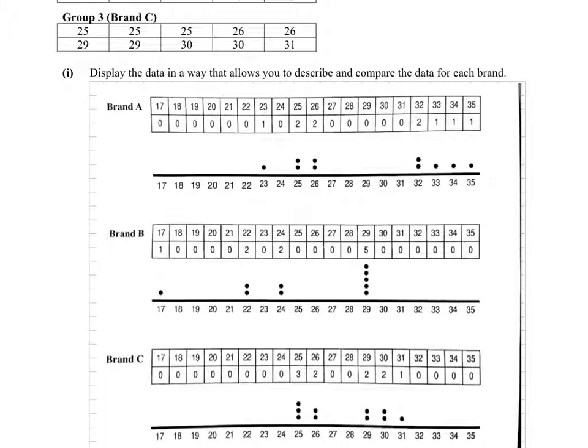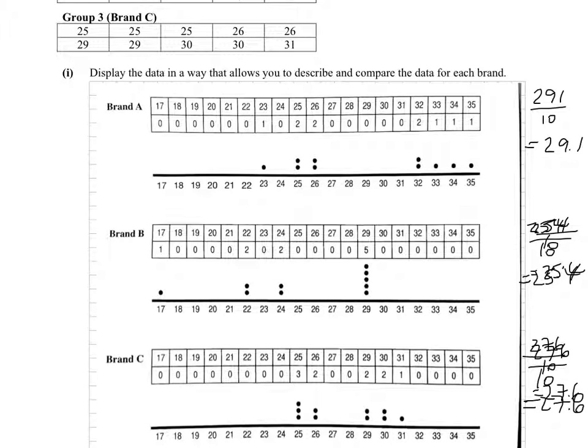So let's first of all work out the means. We have a total of 291 when we add up all of the values in brand A. So 23, 2 lots of 25, 2 lots of 26, 2 lots of 32, 33, 34, 35. I get 291. And there are 10 values, so divide that by 10, I get a mean of 29.1. If I do the same with brand B and brand C, we have means of 25.4 and 27.6.